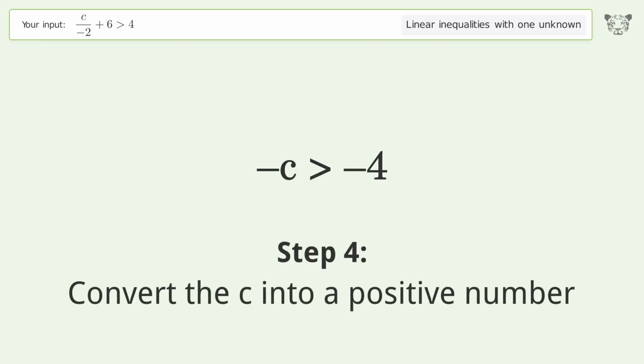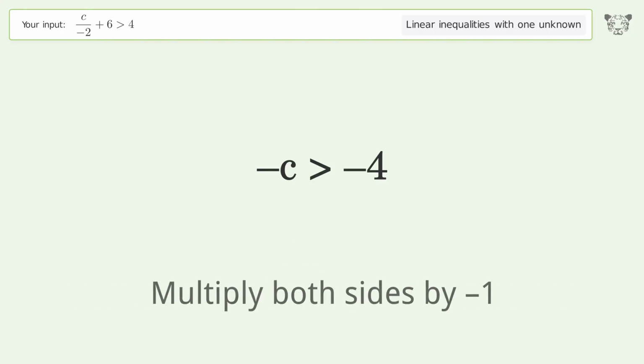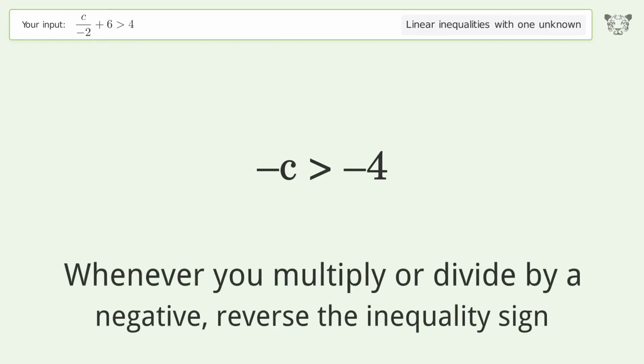Convert the c into a positive number. Multiply both sides by -1. Whenever you multiply or divide by a negative, reverse the inequality sign.